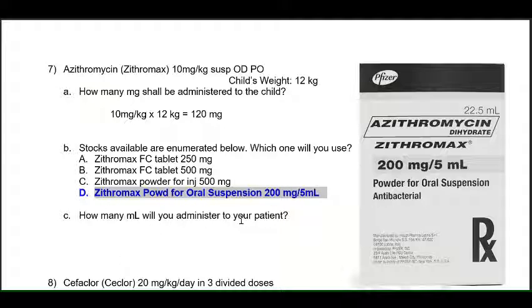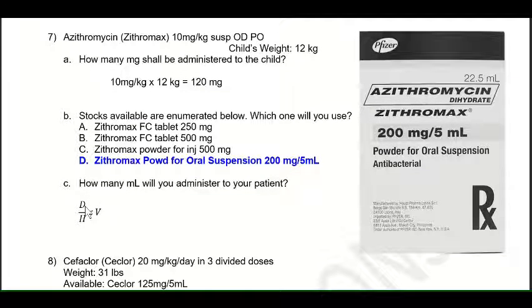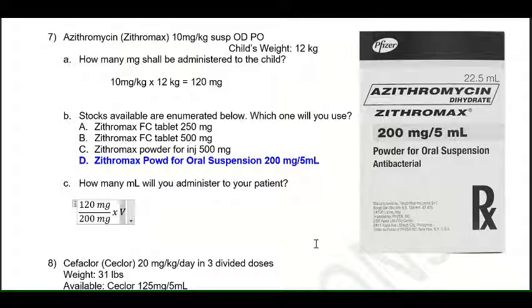How many ml will you administer to your patient? That would go back to our formula. Our formula, D over H times V. What's the desired? 120 milligrams. What's the on hand? 200 milligrams. What's the volume? 5 ml. And if I do the math, 120 divided by 200 times 5 ml would give us 3 ml. So I'll be administering 3 ml of azithromycin, Citromax.